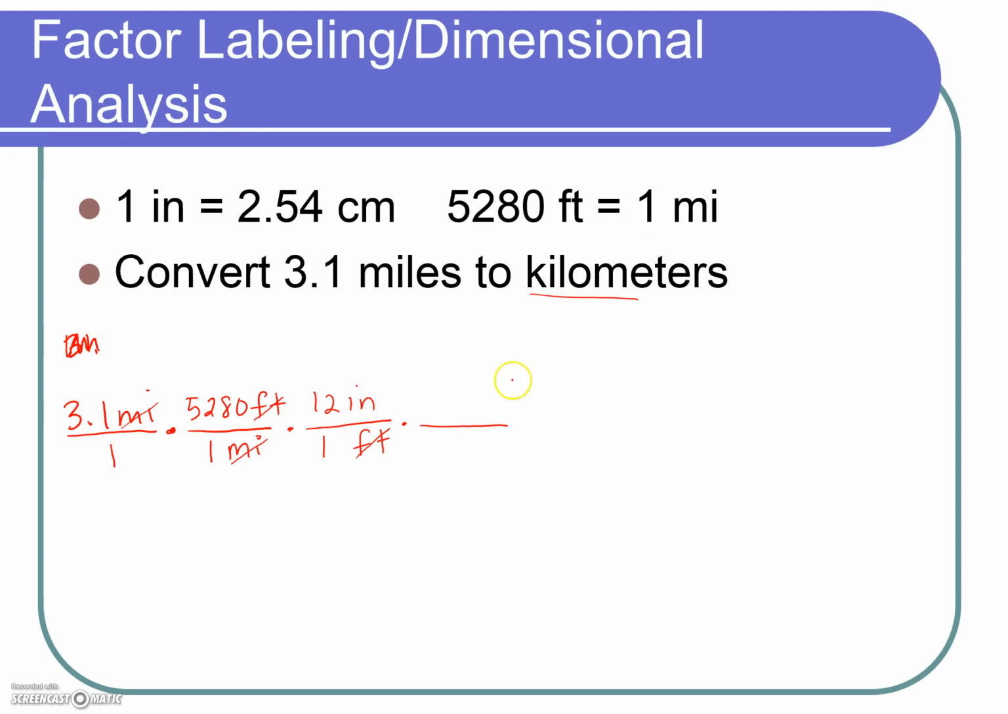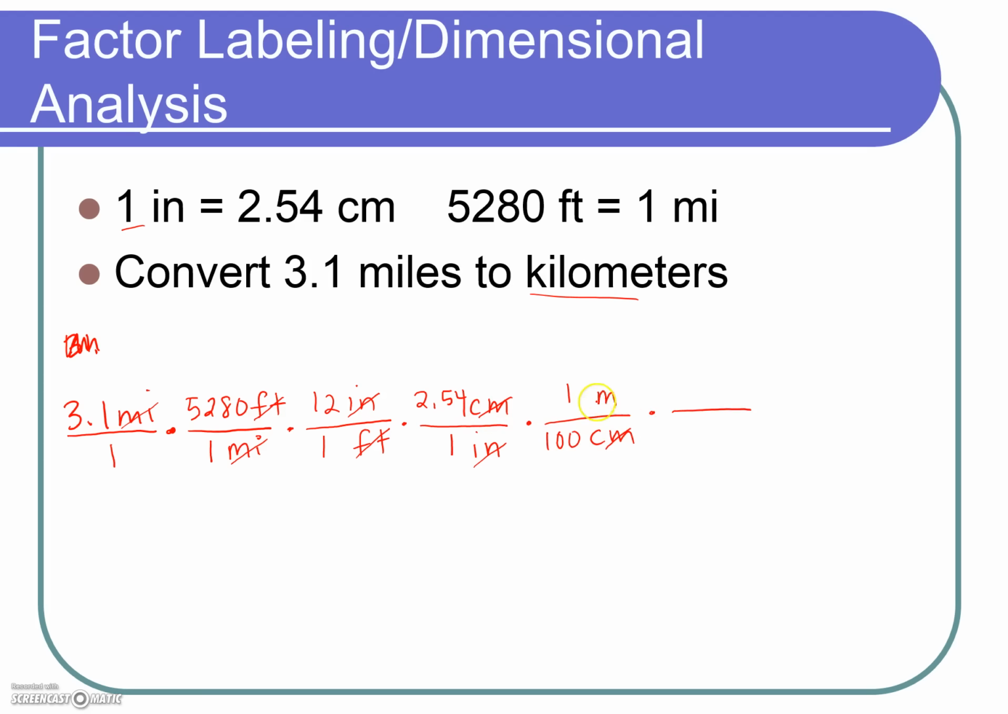Inches isn't what we want, so I'm going to put inches on the bottom, and we need to start getting to metric. I do have a conversion between inches and centimeters. 1 inch is equal to 2.54 centimeters. My inches are now gone. I don't want centimeters as my answer, so I'm going to put it in the denominator, and something I can convert centimeters to, as I'm trying to get to kilometers. I might know how many centimeters are in a kilometer, but I personally don't. But I do know how many centimeters are in a meter. I know that 1 meter has 100 centimeters.